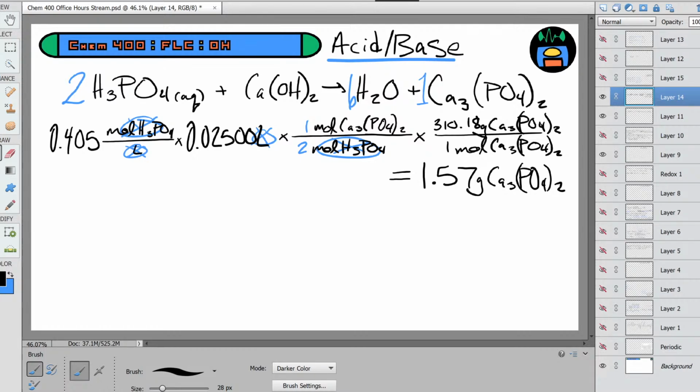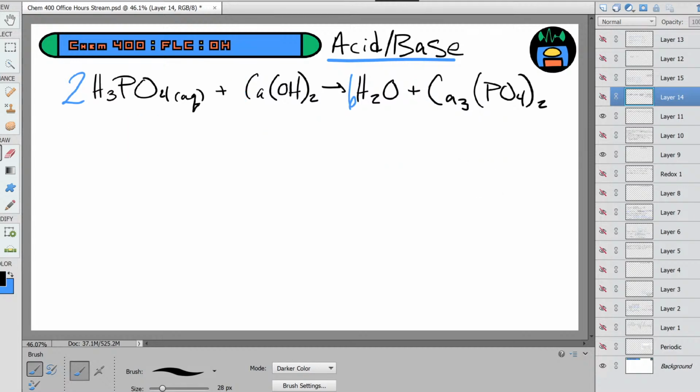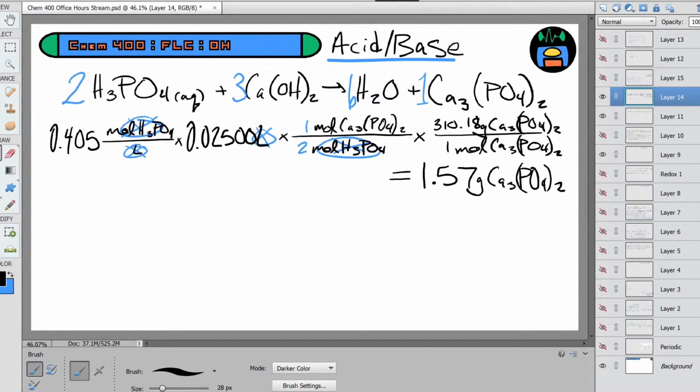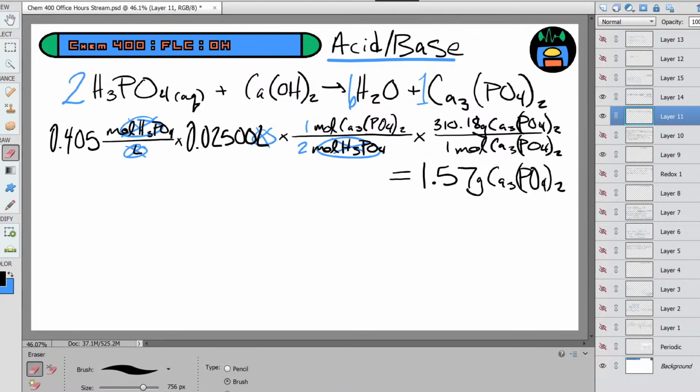but we have to do the same calculation with calcium. And I missed. That should be a 3 right there. There we go. That is our balanced chemical equation. Hang on. There we go. Oops.